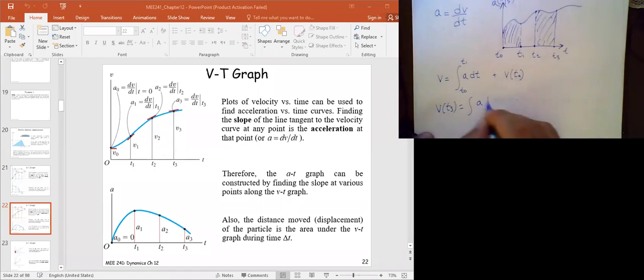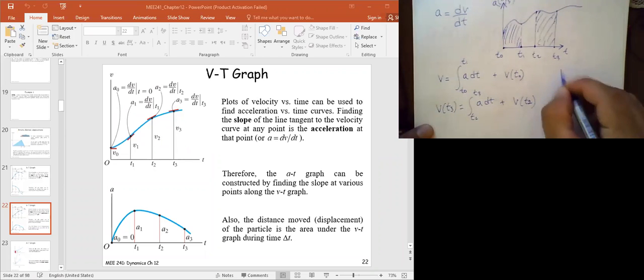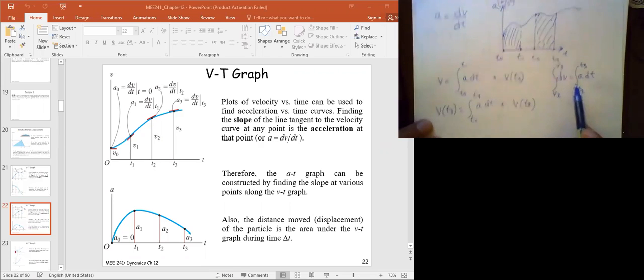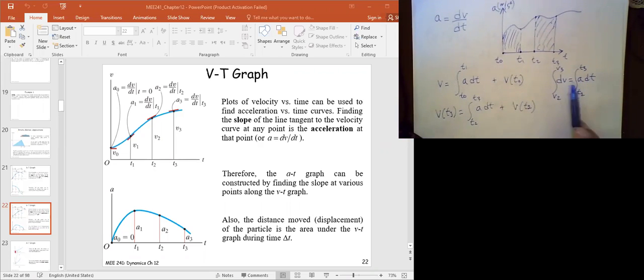So this area, which basically is integrating this guy from t2 to t3, plus I'm going to add the velocity at time t2, because this is what it is. So, dv is equal to a dt, right? And then when you're integrating this guy from time t2 to t3, this guy is what? V2 and then V3, right? So you want to make sure about the boundaries of how this operator works. Does it make sense?